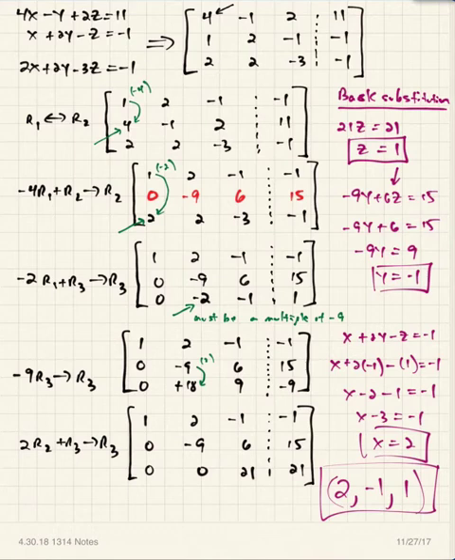And it's always a good idea to actually check that and make sure that that's actually true. To actually take (2, negative 1, 1), substitute it into those first 3 equations and make sure it makes all 3 of them true statements.